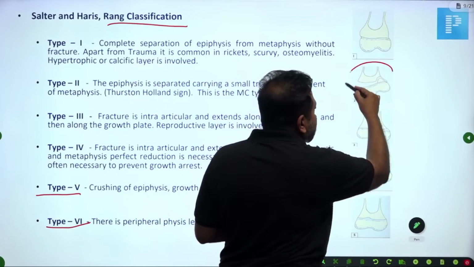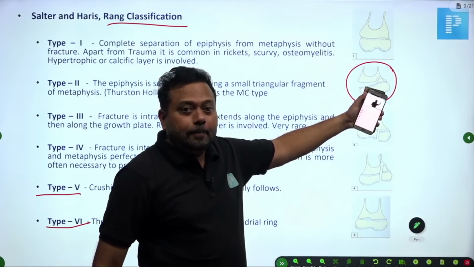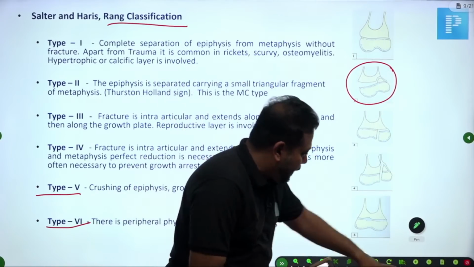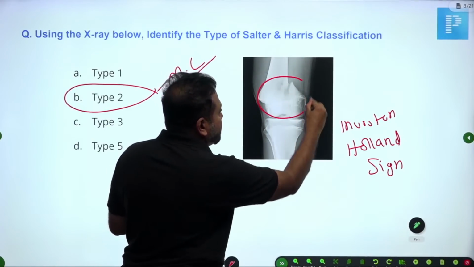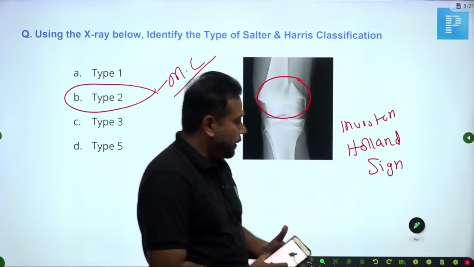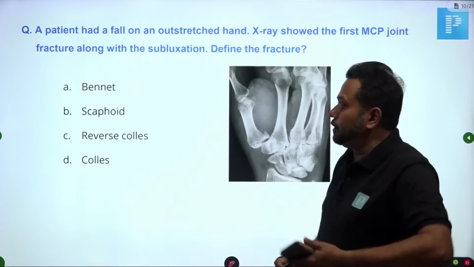You look at this, this is in our app, the schematic diagram. You see, exactly this X-ray is like that. And so it is a type 2 Salter and Harris epiphyseal injury. We'll move on to the next question, dear friends.